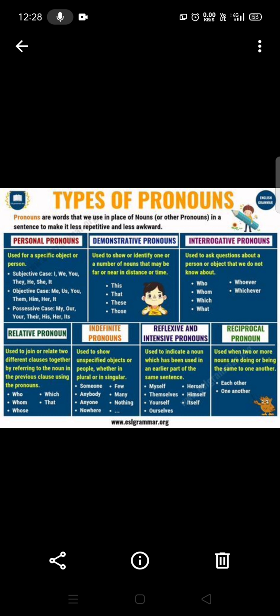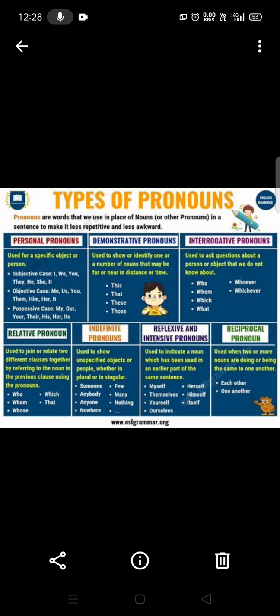The next type we have is reflexive and intensive, or emphatic, pronouns. Reflexive pronouns are pronouns like myself, ourselves, yourself, himself, herself, itself, and themselves. These are pronouns which are used with self or selves. So these are reflexive pronouns, or emphatic pronouns as well.